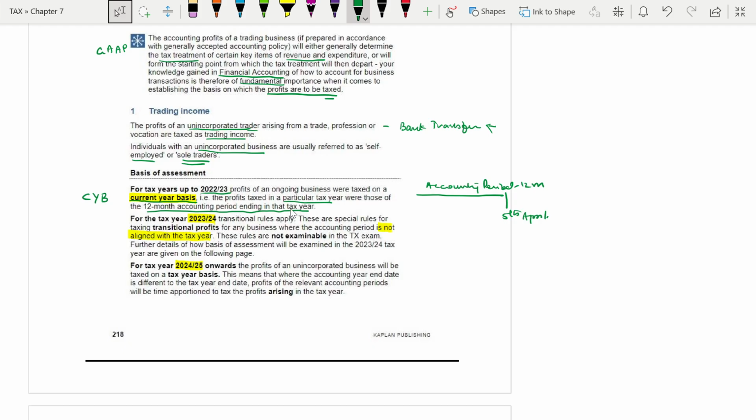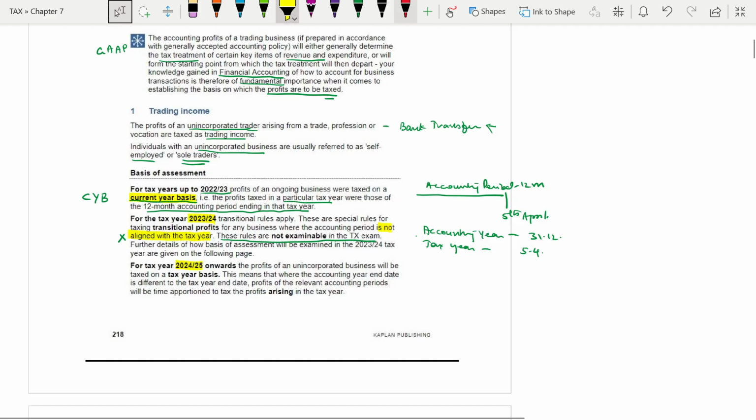Now, from the year 23-24 onwards, transitional rules apply. What are the special rules? Any business where the accounting year is not aligned with the tax year. The accounting year may end on 31st December, while the tax year ends on 5th April. The tax year is different, the accounting year is different. They are very clear that these rules are not examinable in the tax exam, and will not be there for the following tax year. Are you clear about this? I am putting something in red.